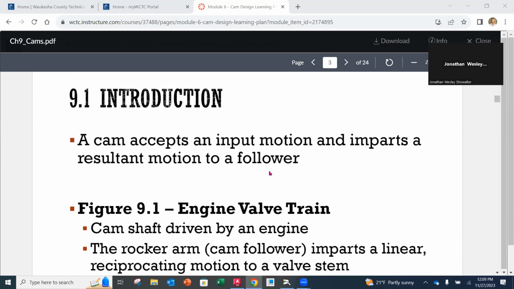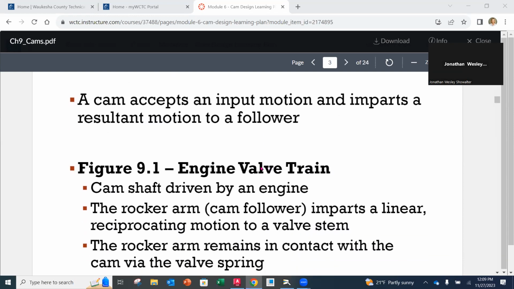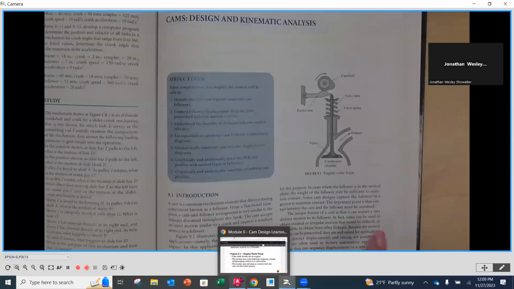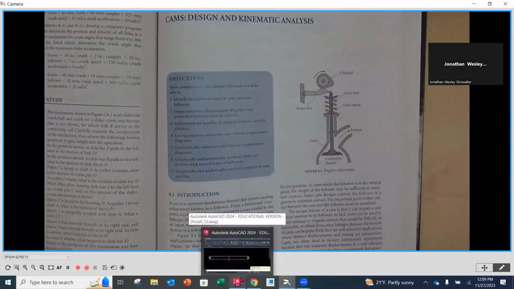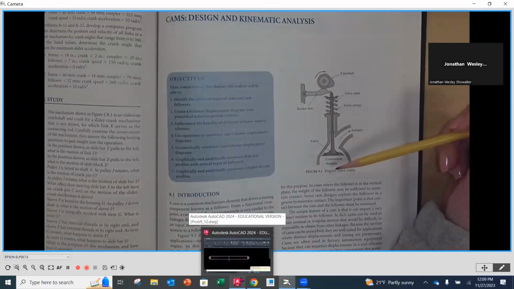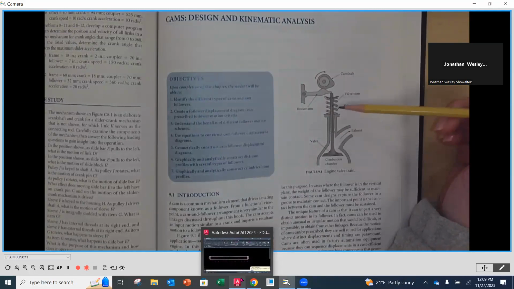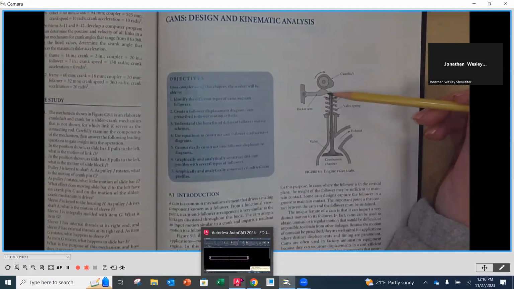A CAM, first and foremost, is going to accept an input of motion and it imparts a resulting motion on what we call the follower. If we look at figure 9.1 on page 223 in our book, that's this illustration right here. Here, you're going to notice we have an engine valve train. Here's our valve going up and down, and there's a valve spring, and then also the valve stem. The valve stem is in contact with the rocker arm, which then is in contact with the camshaft.